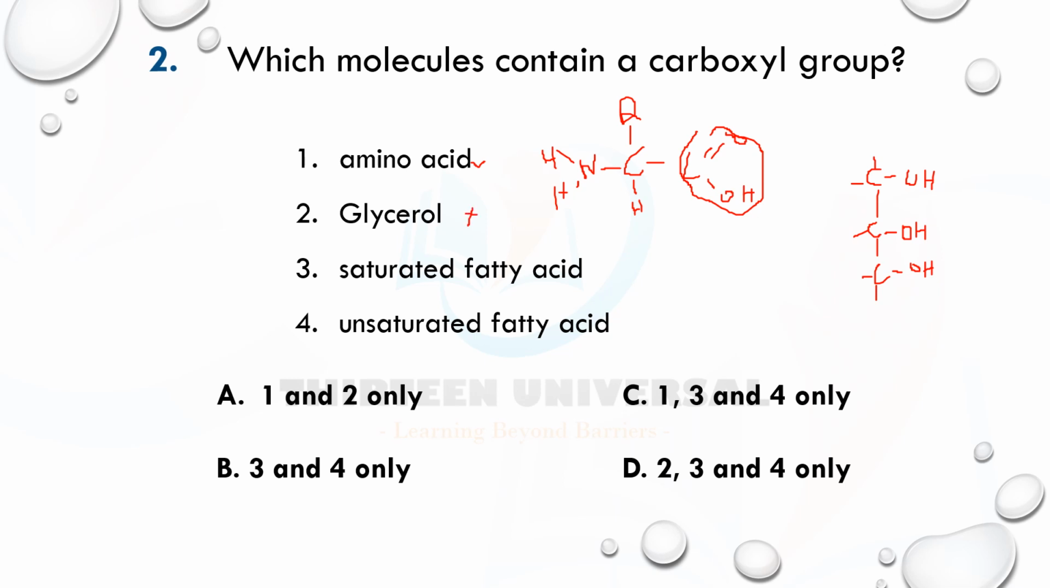Now if you come to fatty acids, saturated fatty acid has a carboxyl group. Unsaturated fatty acid also has a carboxyl group. So amino acid, saturated fatty acid and unsaturated fatty acid all have a carboxyl group except glycerol. Glycerol doesn't have it. So the answer is 1, 3, and 4.